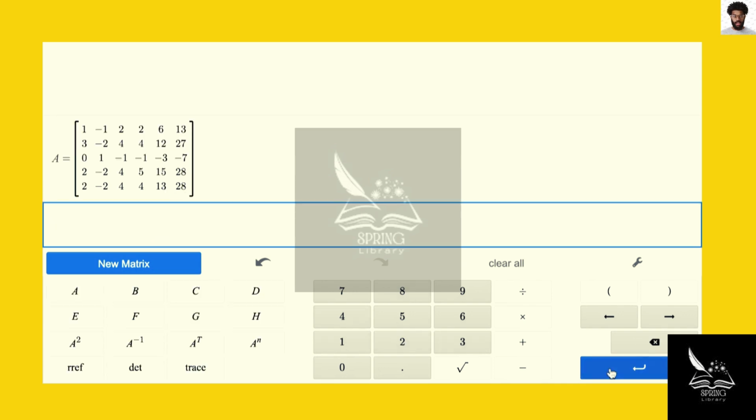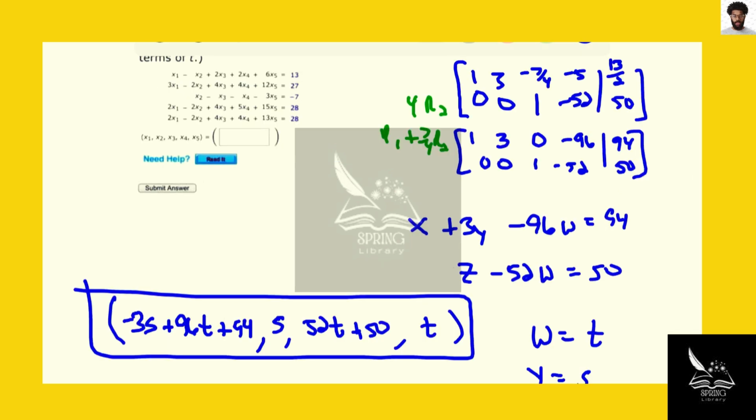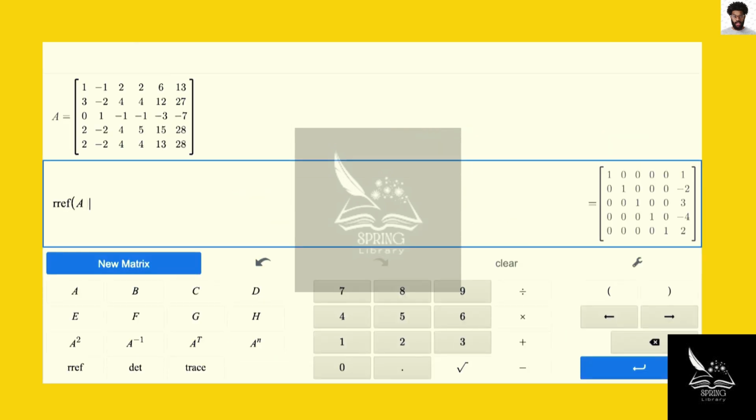Once it's there, we can do a reduced row echelon form of that matrix, and we can interpret the results. So 1, negative 2, 3, negative 4, 2 would be the solution.